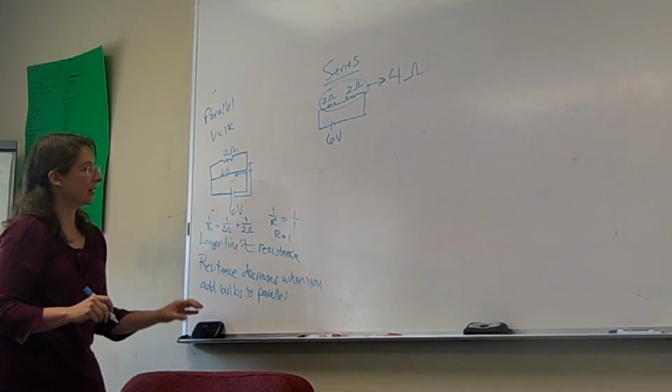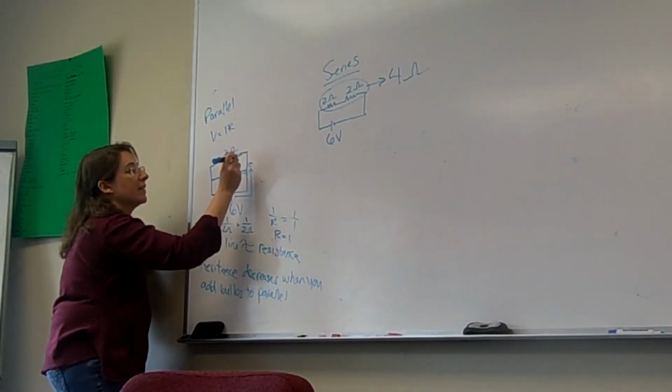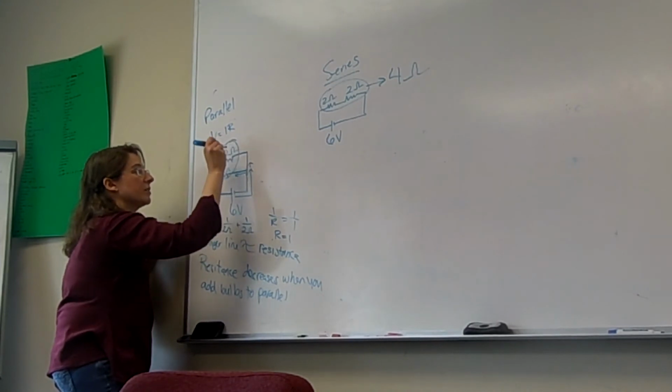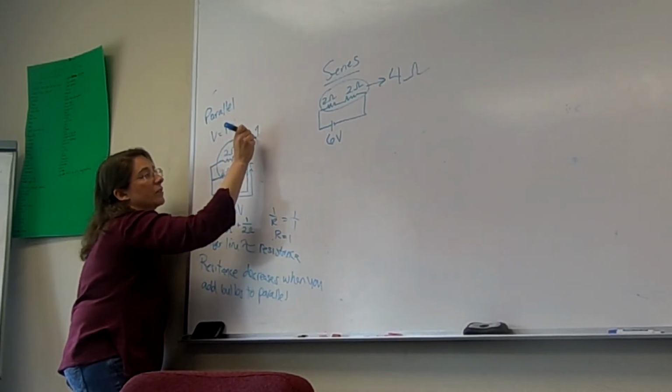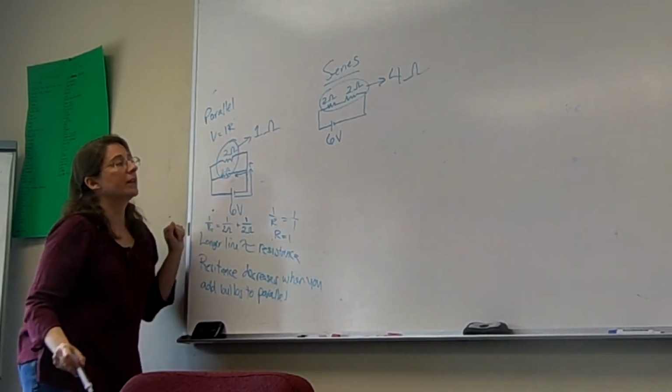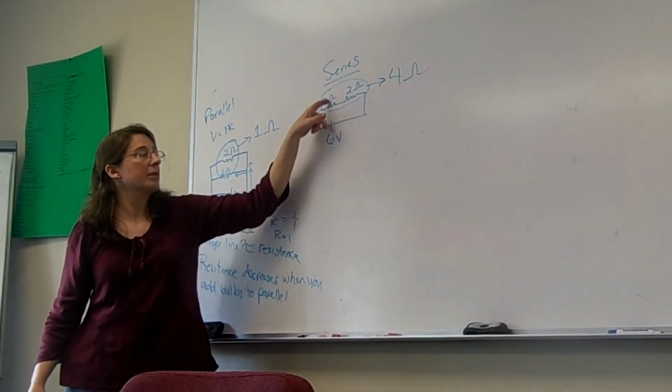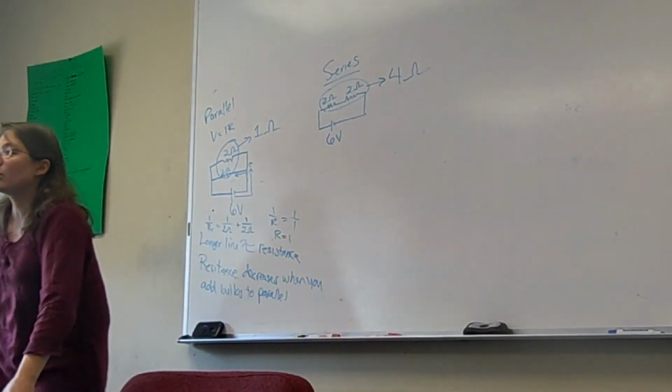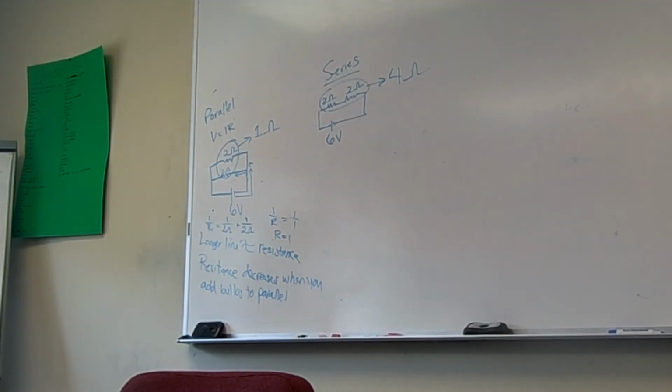So if you look at this, in this circuit, adding these two resistors gives you a resistance of 1 ohm. But in this circuit, adding two identical resistors together gives you a resistance of 4 ohms. Parallel and series circuits behave completely different. If they're in series and one burns out, the circuit is open. It's not a closed circuit. It's not a complete circuit.